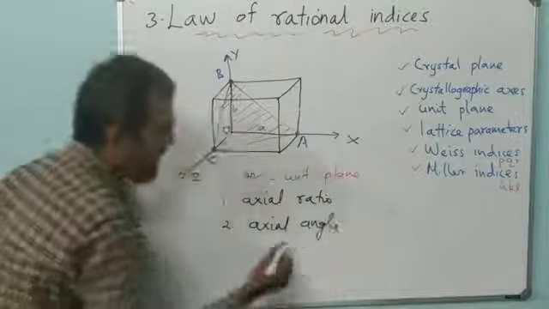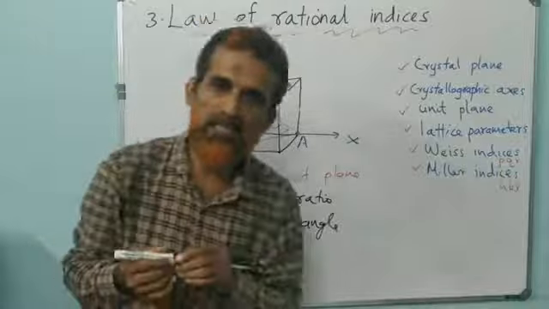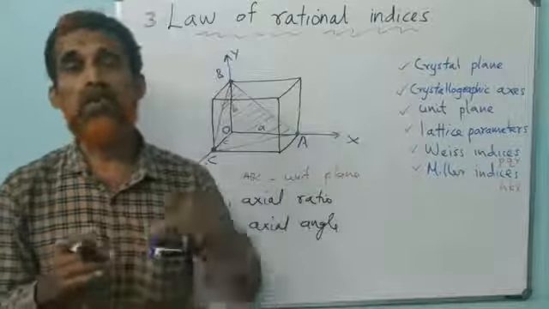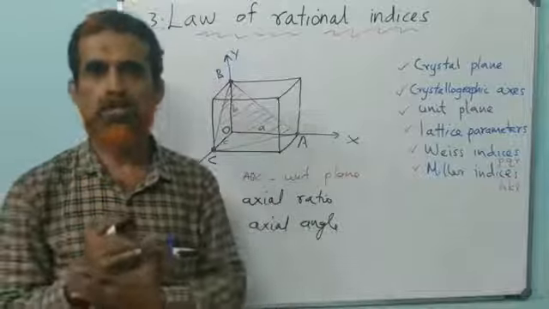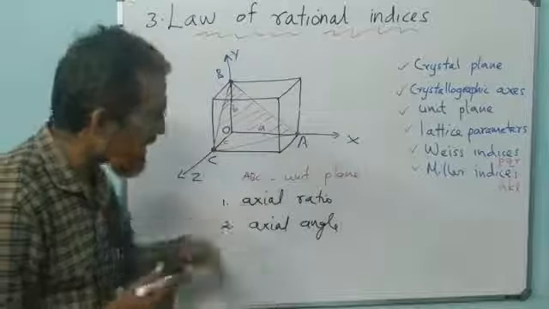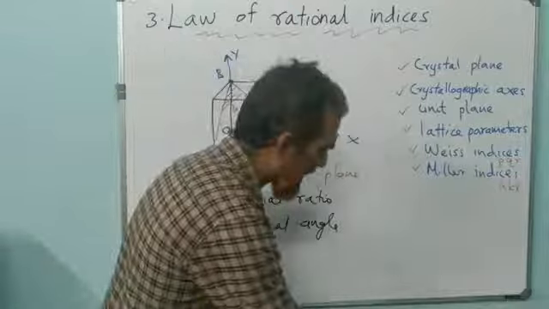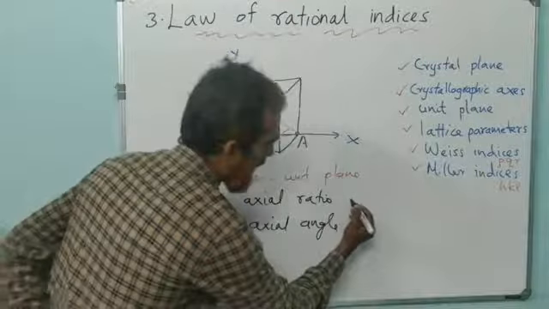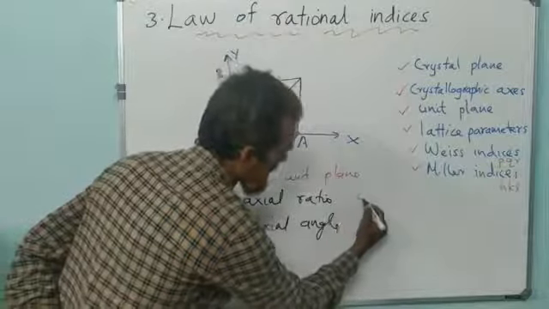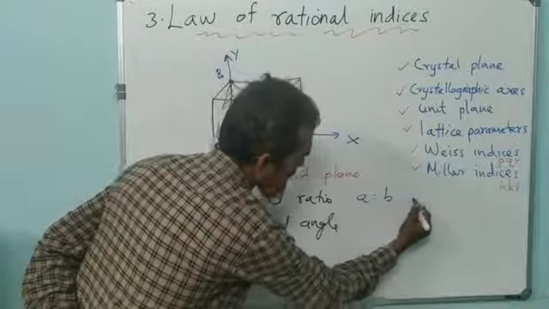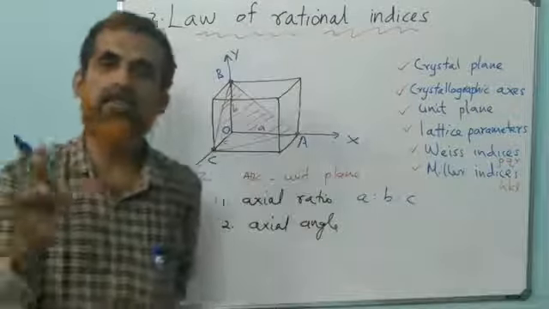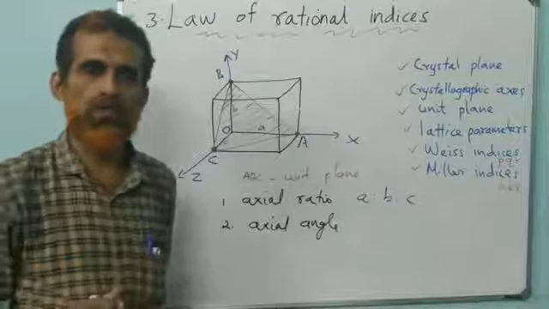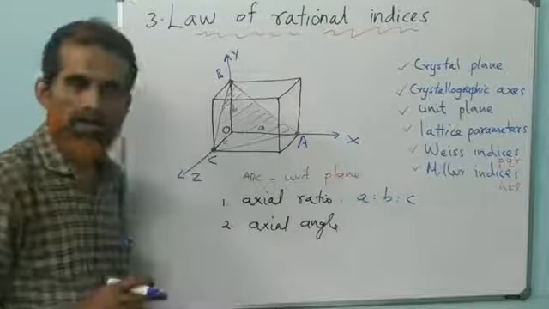Actually, it is based on these properties. Crystals are classified into 7 crystal systems: cubic, tetragonal, etc. Axial ratio is the ratio of the intercepts along the three crystallographic axes, that is a : b : c. This is called axial ratio, the ratio of the intercepts of the crystal plane, unit plane.